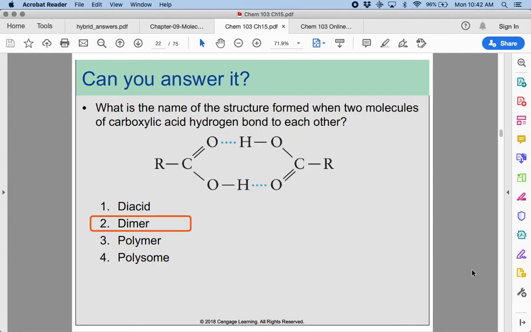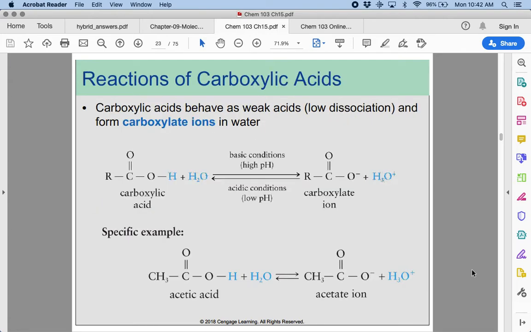We call these dimers. Now, let's talk about some reactions. We've seen carboxylic acids before, especially when we were doing our oxidations with aldehydes. So we'll see that kind of reaction as well, but we're going to talk about some acid-base chemistry first. Carboxylic acids, as the name would suggest, are acidic compounds and will behave like acids. So go back to your Bronsted-Lowry definition of an acid. We know that that's going to be the proton donor.